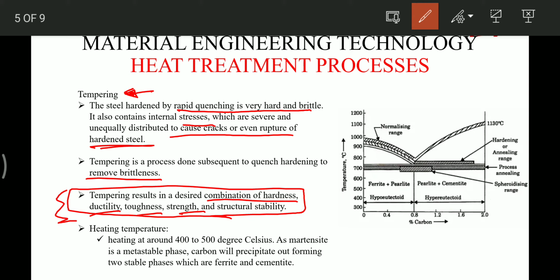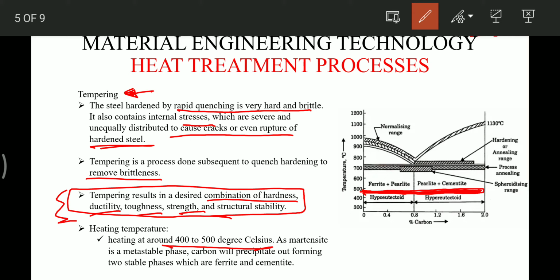For tempering, we have to heat at around 400 to 500 degrees Celsius. As you can see friends, this region is for tempering. So for tempering, we have to heat the workpiece to this working temperature.